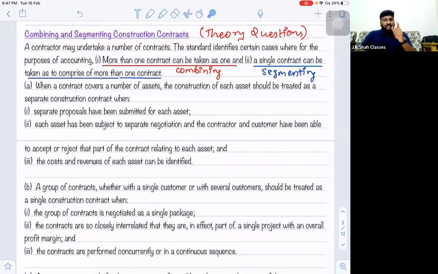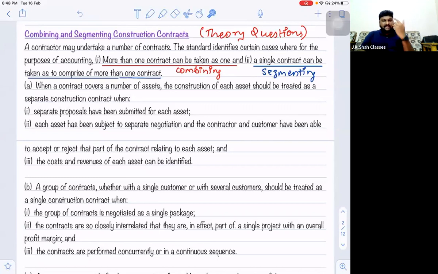And both the customer as well as the contractor have the option to deny any part of the contract. It means, if I have submitted 4 different proposals, and HCC does not want me to construct the 4th building because the prices are too high, HCC tells me, sir, you construct only 3 buildings, the 4th building you leave to us, we will do it on our own. That is called separate negotiations.